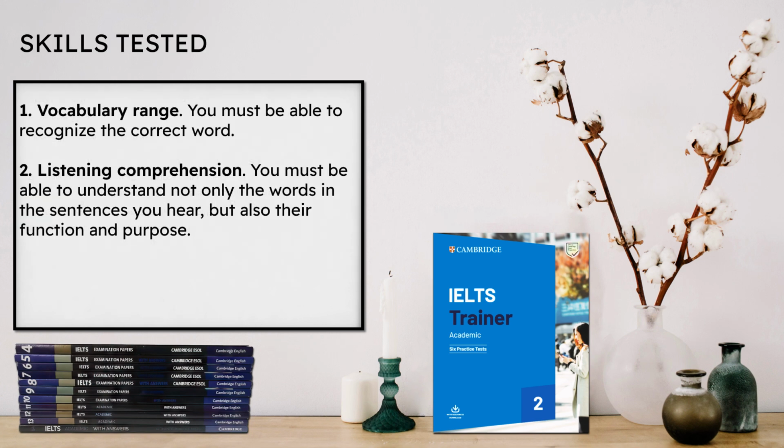Skills tested. 1. Vocabulary range. Multiple choice questions test your vocabulary range by giving you words in the answers which are not exactly the same as the words that you hear. They will have the same meaning as the words that you hear, but they won't be exactly the same words. And this will test your vocabulary range, in particular, your knowledge of synonyms.